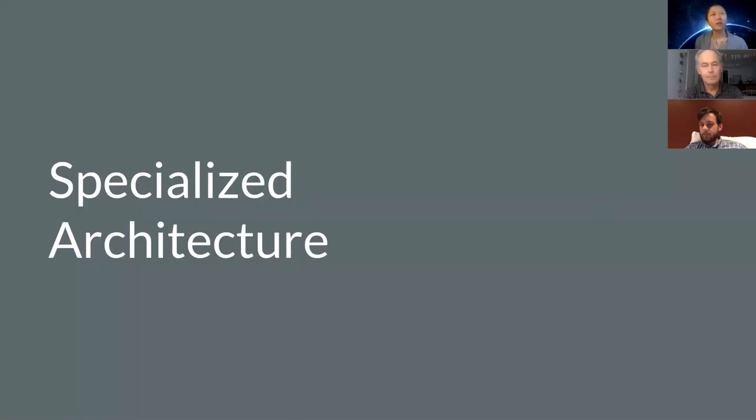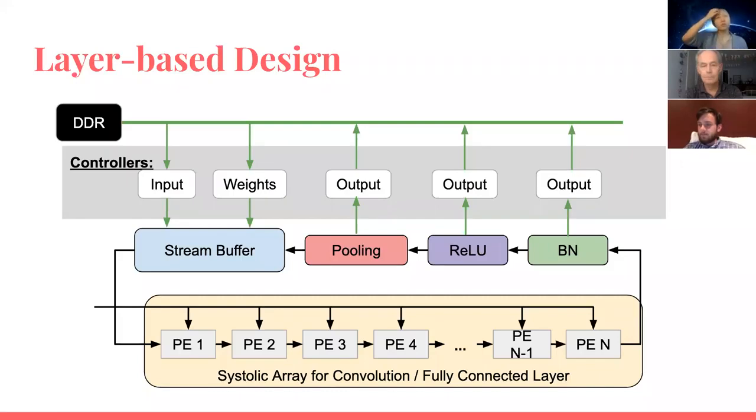Next we will talk about more specialized architecture. Before, the systolic arrays were designs for matrix multiplication. And as we mentioned before, you can use im2col to map your workload into matrix multiplication. But we can also just keep the convolution as it is, so that we don't have to duplicate the data in the inputs. What we have on FPGA normally is a layer-based design.